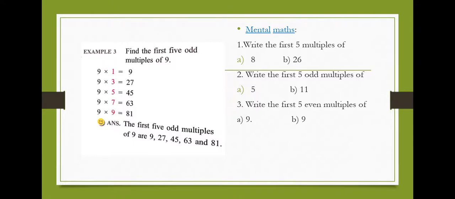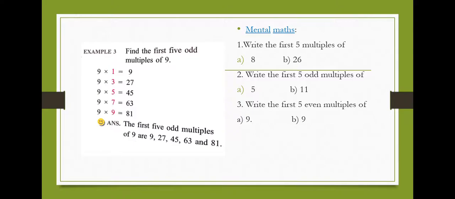Example 3. Find the first 5 odd multiples of 9. First 5 odd. Odd number means 1, 3, 5, 7, 9. First 5 I have taken. Then multiples of 9. That means which table you are going to use. Ninth table. So we have to do the multiply. 9 ones are 9. 9 threes are 27. 9 fives are 45. 9 sevens are 63. 9 nines are 81. That answer is, the first 5 odd multiples of 9 are 9, 27, 45, 63 and 81.